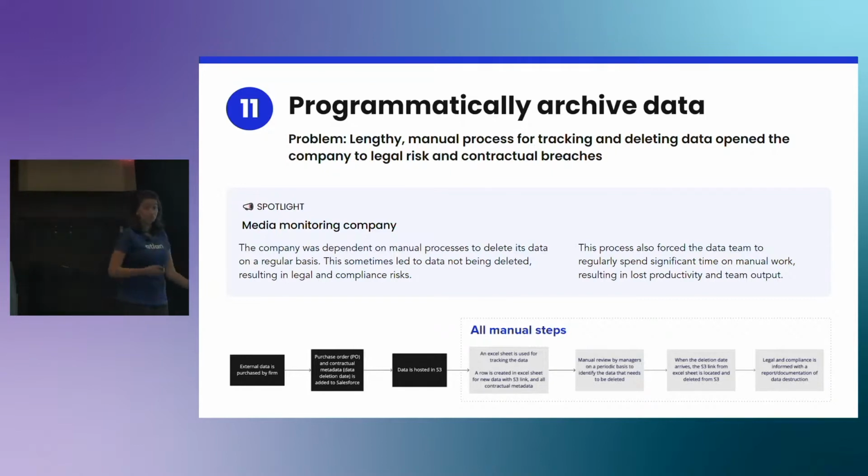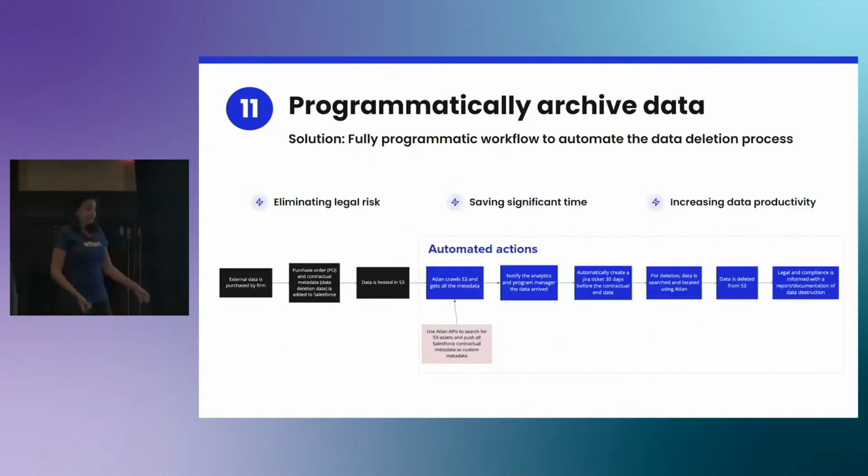But the program managers couldn't actually act on it because typically they would reach out to the analysts or the other teams. Sometimes they actually missed deleting the data at the time that they should have. So that's literally actual risk and contractual obligations of the company. That's something that actually can now be an automated action, right?